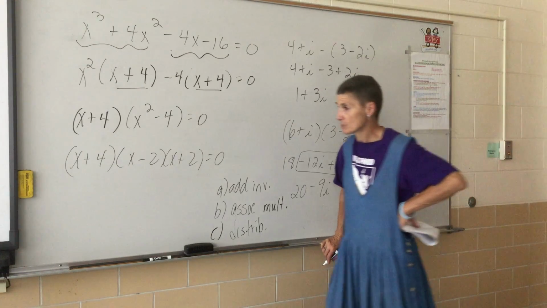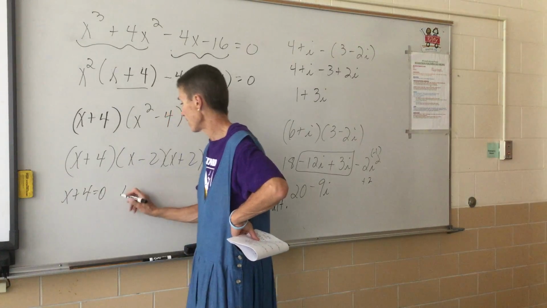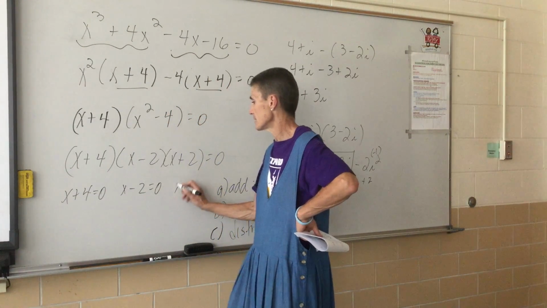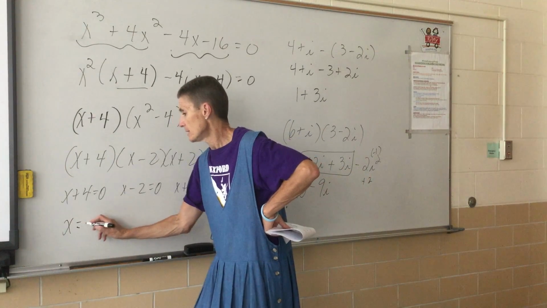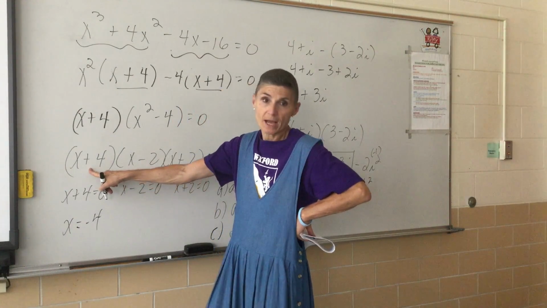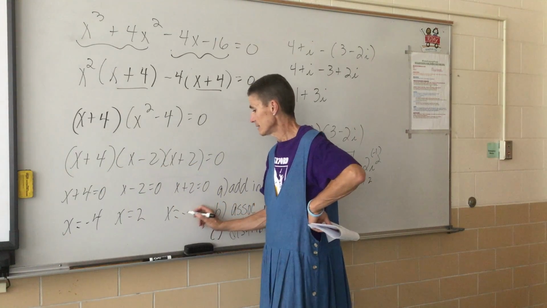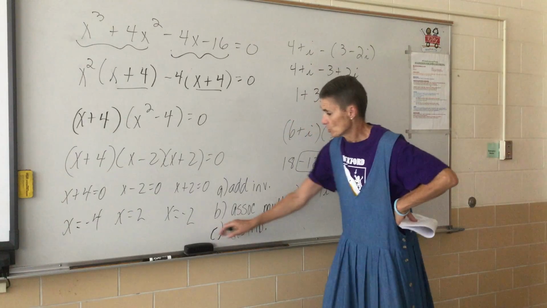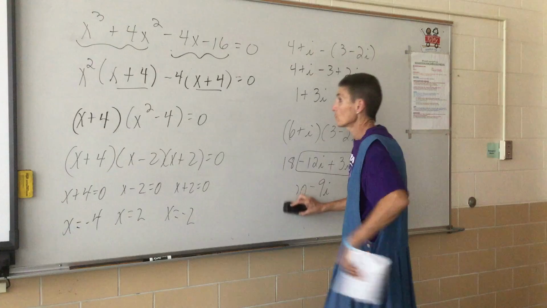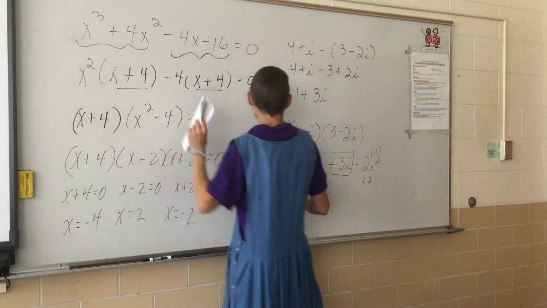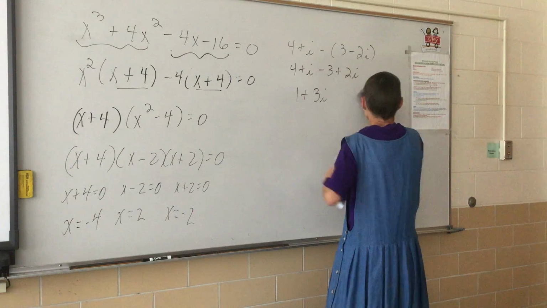Okay, so what are the answers? Well, we're going to set each one of these equal to 0. Every factor, every parentheses equal to 0. And our answers turn out to be negative 4, the opposite of that parentheses, 2, and negative 2. So we have 3 answers to that problem. After all, it's an x cubed equation. So we have 3 answers to the problem, and there they are.